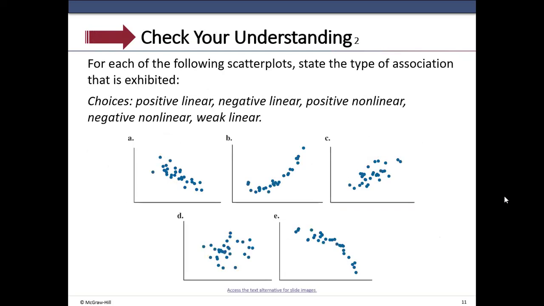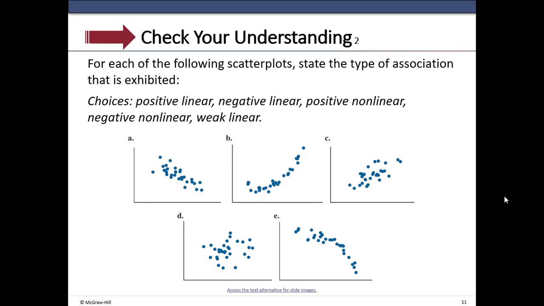Okay, for each of the following scatter plots, state the type of association that is exhibited. A, going down the hill, negative linear. As X increases, Y decreases. Part B, it's not a straight line, it's curved. So it's positive, non-linear. As X increases, Y increases.